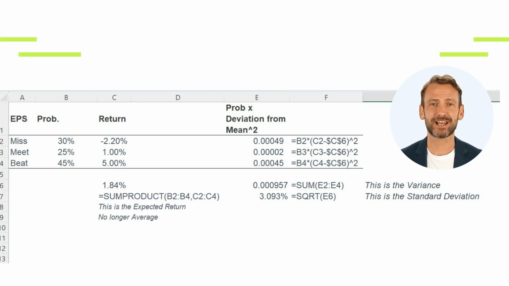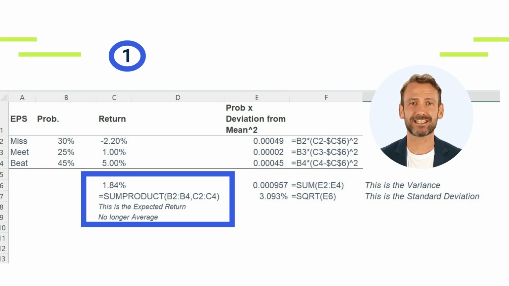In this case, as you can see in column A and column B, we have three scenarios. The firm could announce earnings below market expectations with a 30% probability. Alternatively, it could meet exactly the market expectations with a 25% probability. Finally, the firm could exceed market expectations with a 45% probability. If you notice, the sum of the probabilities is 100%, as these three scenarios cover all possible outcomes. In other words, this is an exhaustive list of scenarios with their respective probabilities.